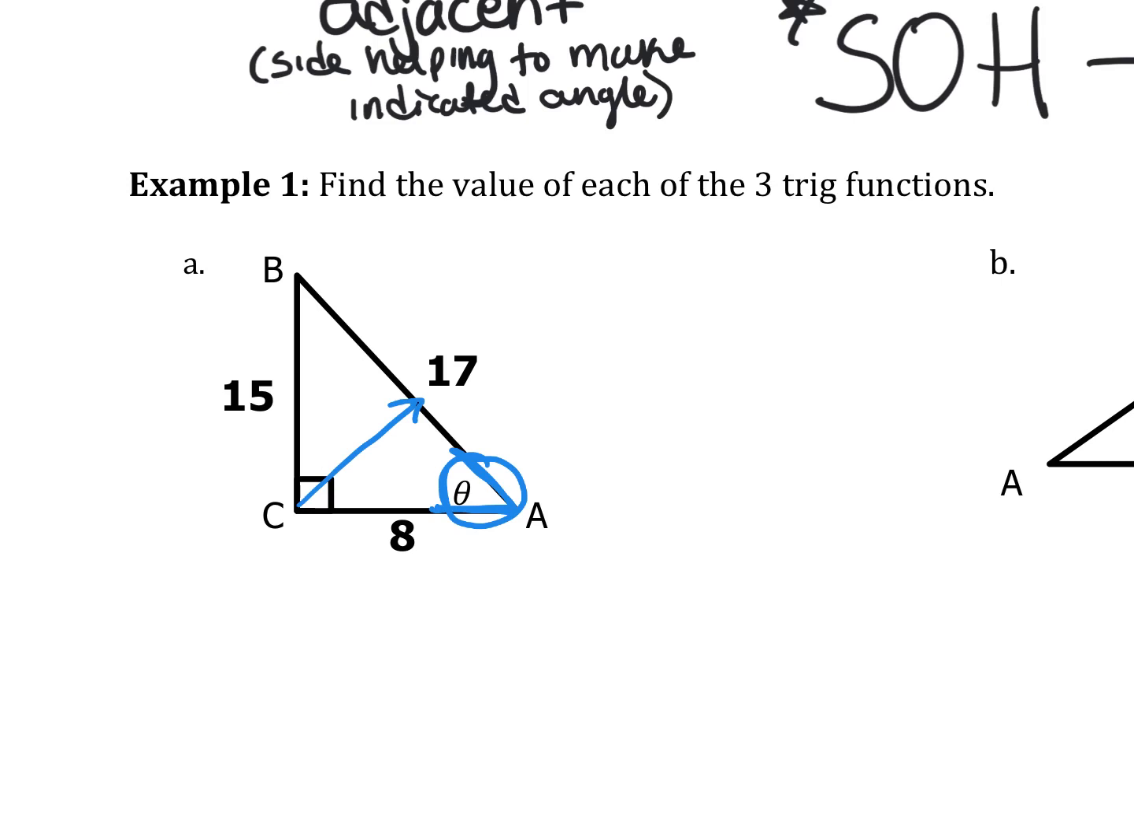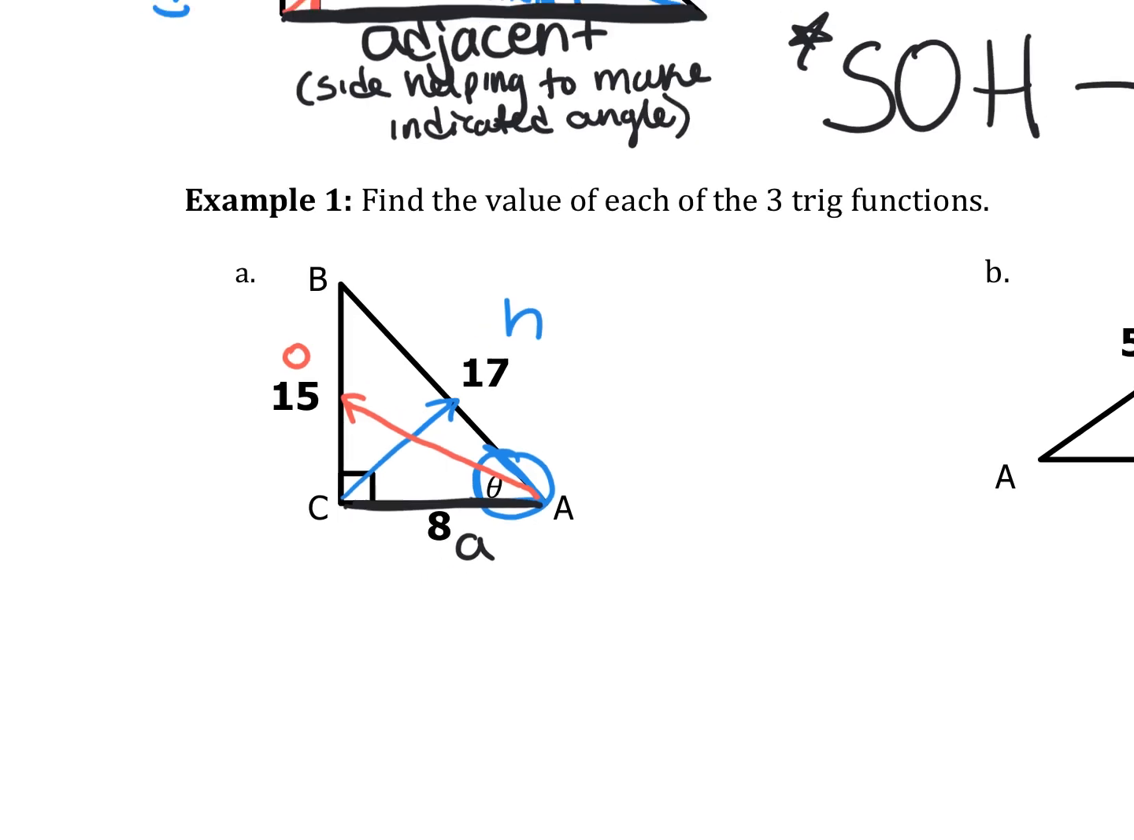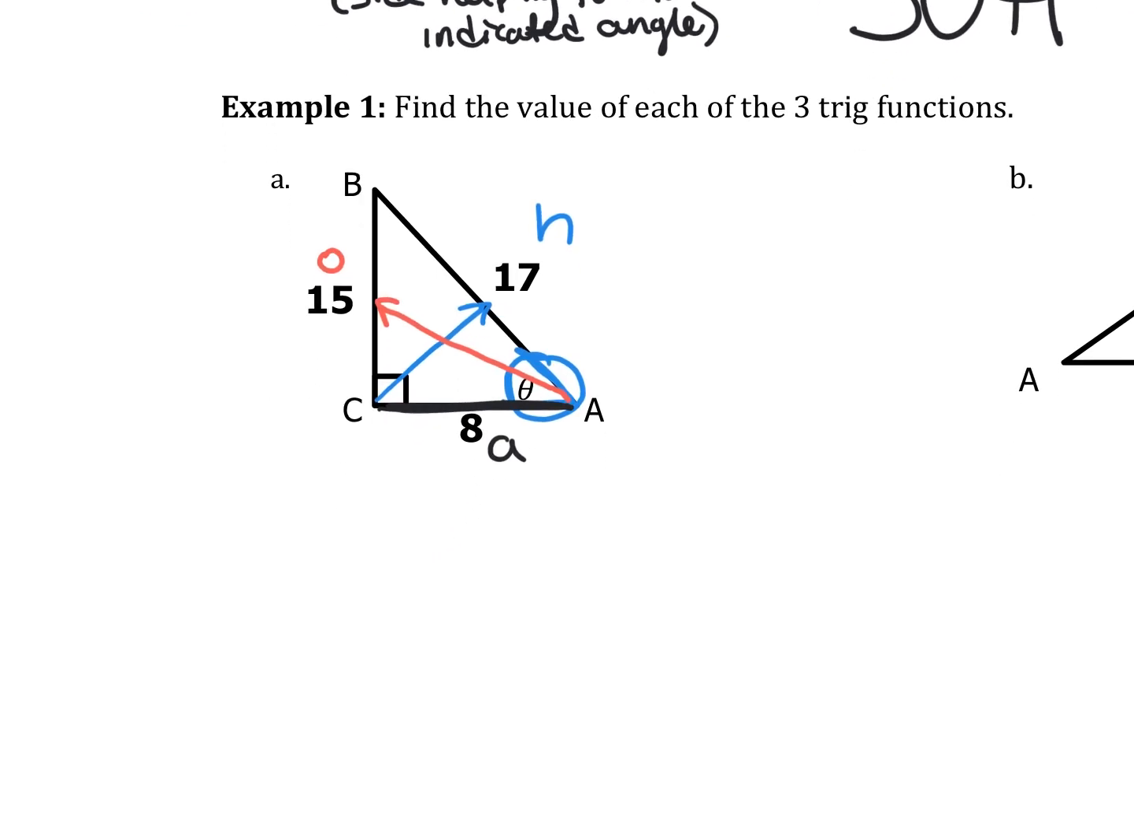I like lowercase letters better. And then our opposite side is always opposite the angle. If you can make a line pointing to a side, that is your opposite side. And then our adjacent side is the one that's helping to make our angle in question. So that's our A for adjacent. So we want to find all three trig functions. So again, we just need to remember our SOHCAHTOA.